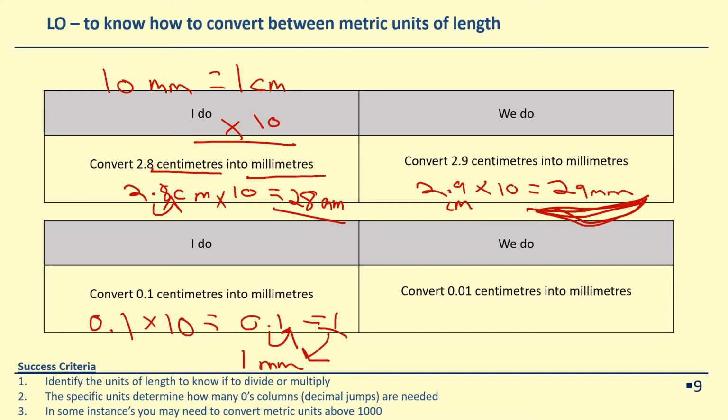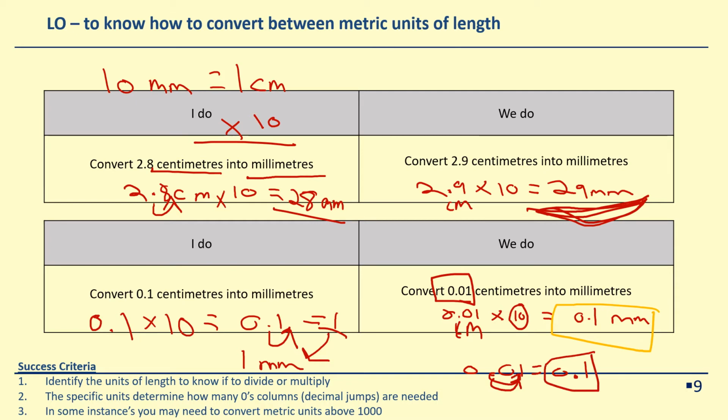All right, have a go at the We Do then. Press play when you're ready for the answer. Okay, so 0.1 times by 10. 0.1 millimeters. You had to jump the decimal point once to the right, and it was still a decimal value on this occasion, so it was 0.1 millimeters. Move on.